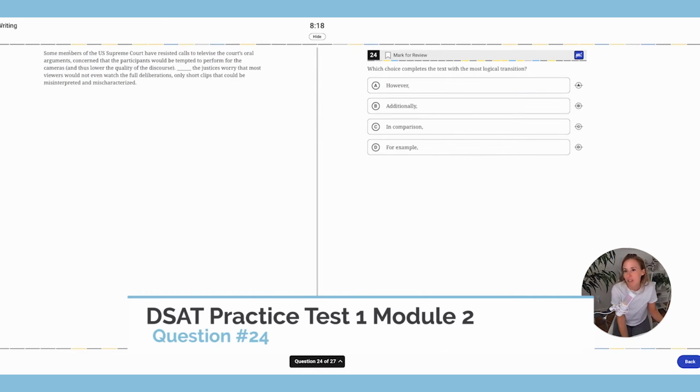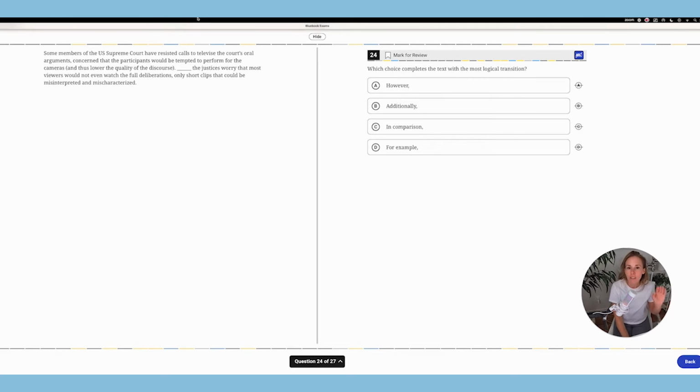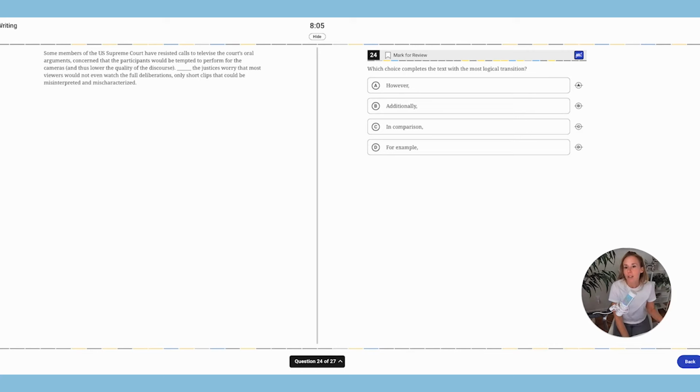Let's see, we have some members of the U.S. Supreme Court have resisted calls to televise the court's oral arguments, concerned that the participants would be tempted to perform for the cameras. Okay, so I'm going to sum that up in my own words. The U.S. Supreme Court doesn't want cameras in the room because they think people are going to be inauthentic and not themselves if they know they're being filmed.